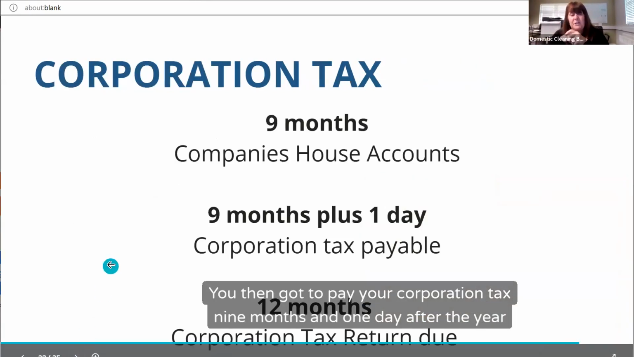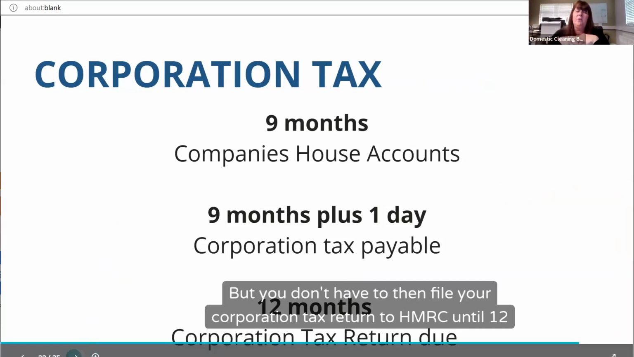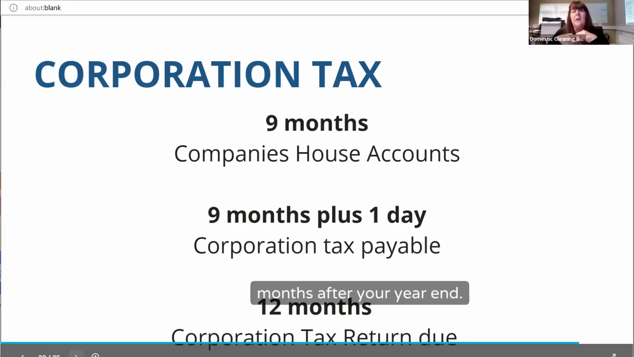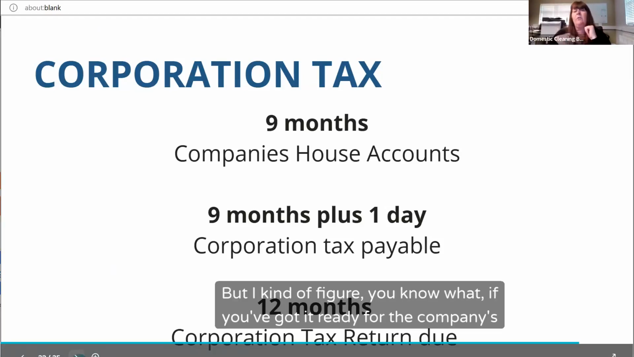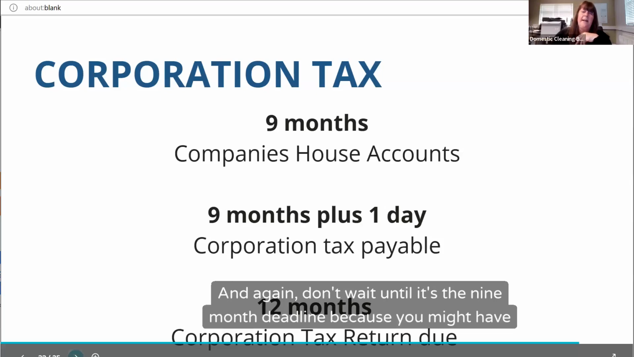You've then got to pay your corporation tax 9 months and 1 day after the year end, but you don't have to then file your corporation tax return to HMRC until 12 months after your year end. But I kind of figure, if you've got it ready for Companies House at 9 months, you've paid your tax, just submit them all at the same time and get it out of the way. And again, don't wait until it's the 9-month deadline, because you might have forgotten the code.